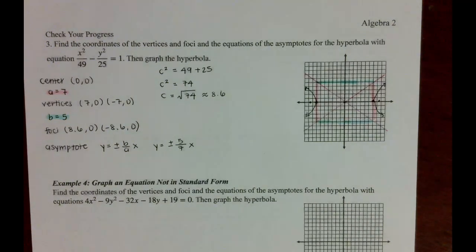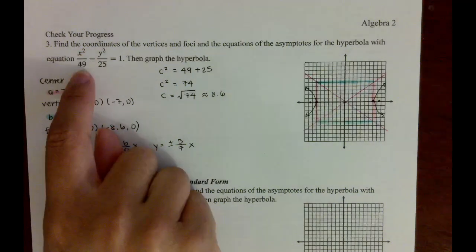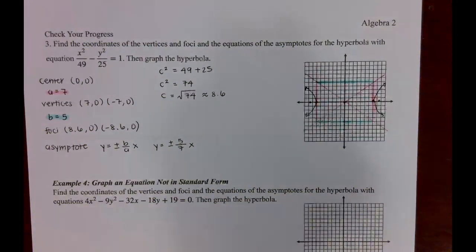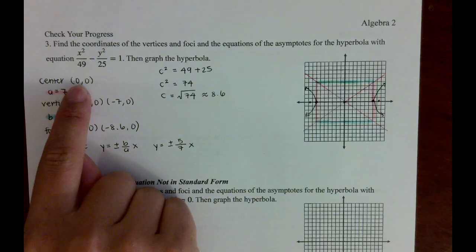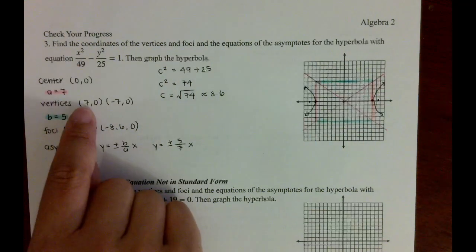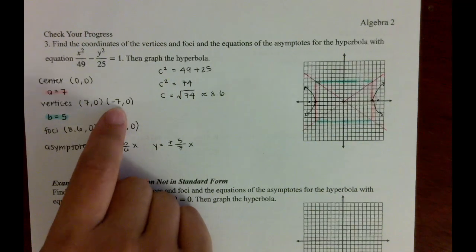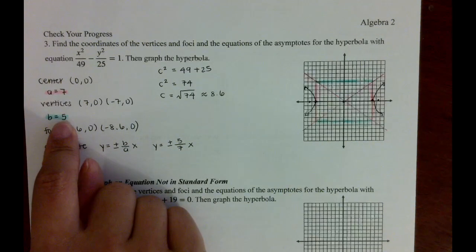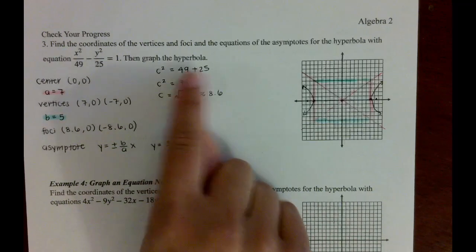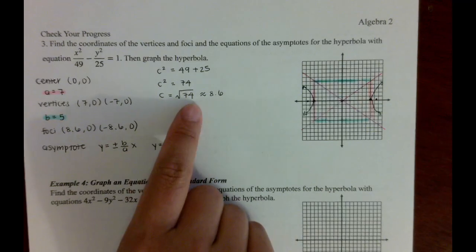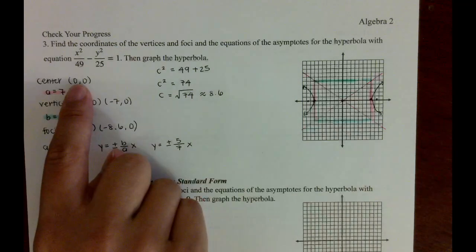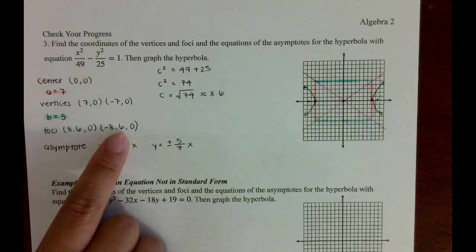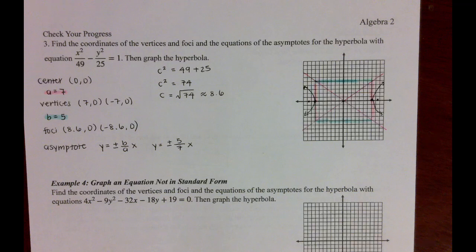Your center is at 0, 0, and because x squared comes first, I know that it's going to be horizontal. Okay. So a is 7, so it's going to affect the x value of your center, right? Because center a. So that's why it's 7, 0 and negative 7, 0 for your vertices. B is 5. Okay. And then using a squared plus b squared equals c squared, that gives me a c of square root of 74, which is approximately 8.6. Again, it's horizontal, so it's going to affect x here, so that's why it's 8.6 or negative 8.6, or more exactly, square root of 74.